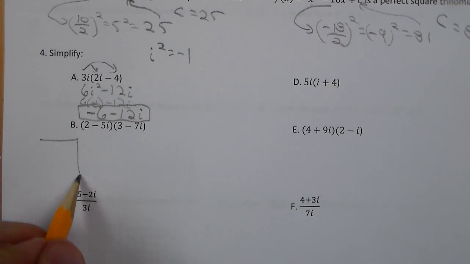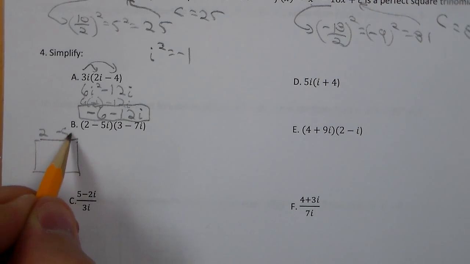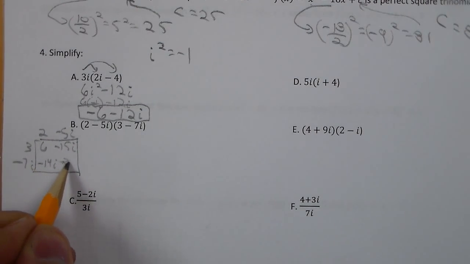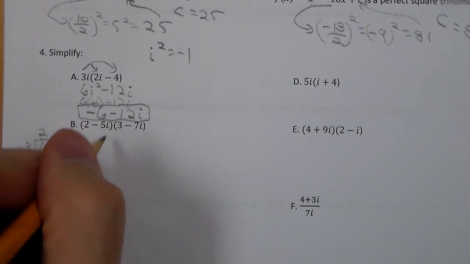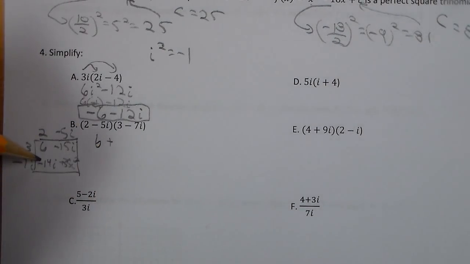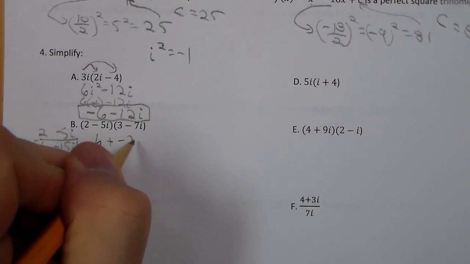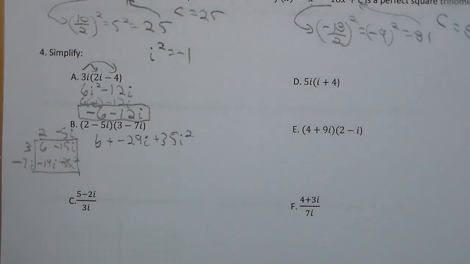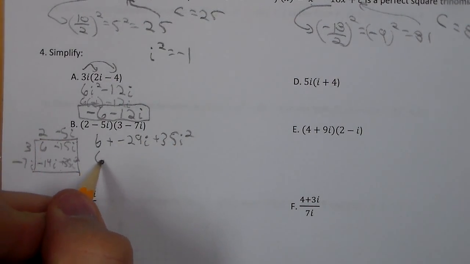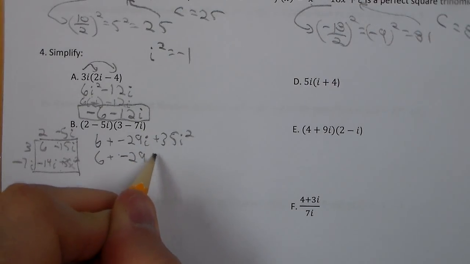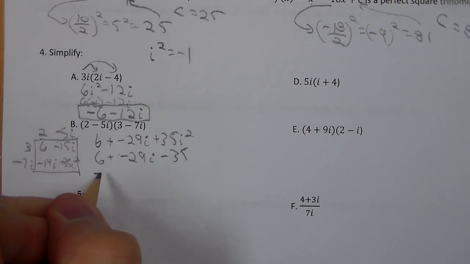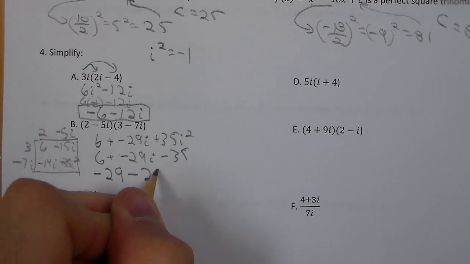For b, we're going to multiply. I prefer to multiply using a box. It's 2 minus 5i, 3 minus 7i. We get 6 minus 15i minus 14i plus 35i squared. So writing this out, it's 6, then we have negative 14, negative 15 is negative 29i, and then a plus 35i squared. Now i squared is negative 1. So we got negative 35 here now, and negative 35 and 6 is negative 29. So it's negative 29 minus 29i.